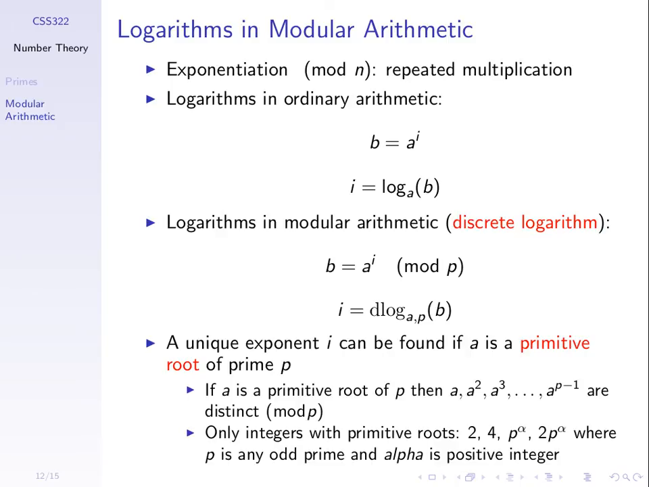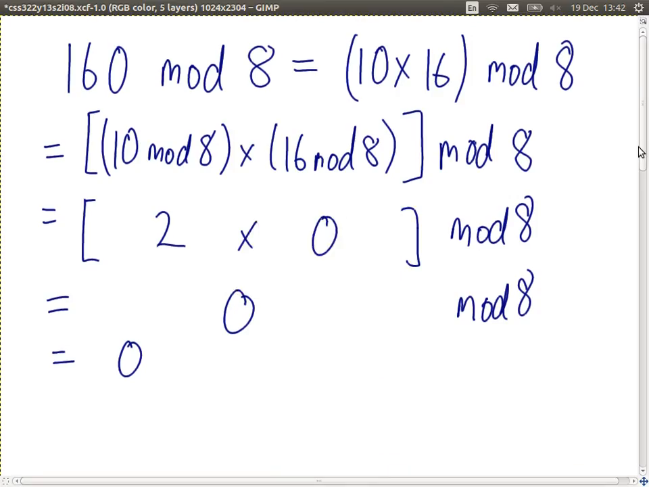So first, exponentiation is quite easy. It's the same concept as we use in normal arithmetic. Then we just use our normal arithmetic. 2 to the power of 3 is 8, mod 7 is 1. Easy. So exponentiation is easy.